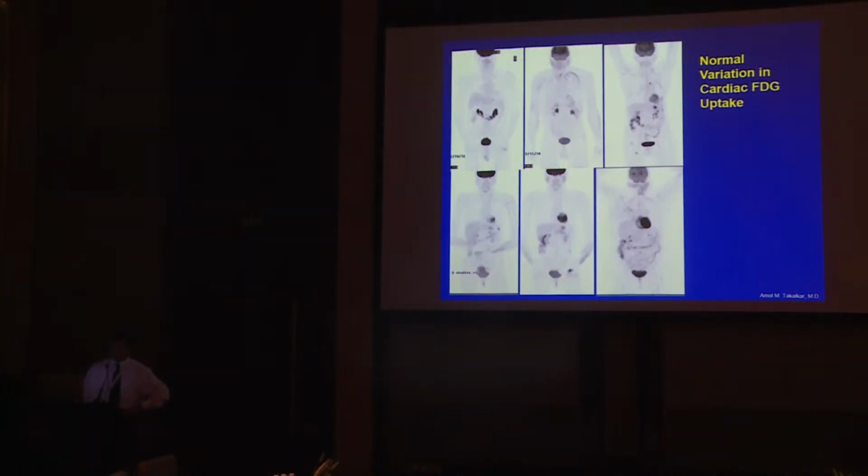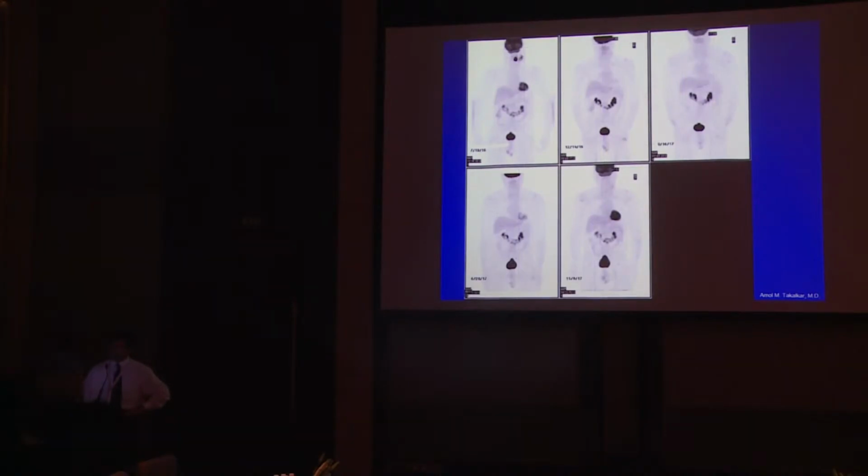These are just examples of the normal variations in the heart. You can see that it can vary from almost no uptake to intense uptake, and these are FDG PET scans for oncology purposes. You can see that there's a wide variation with moderate or modest uptake in between as well. And these are variations in the same patient over a period of time. Again, in the same patient, it can differ a lot.